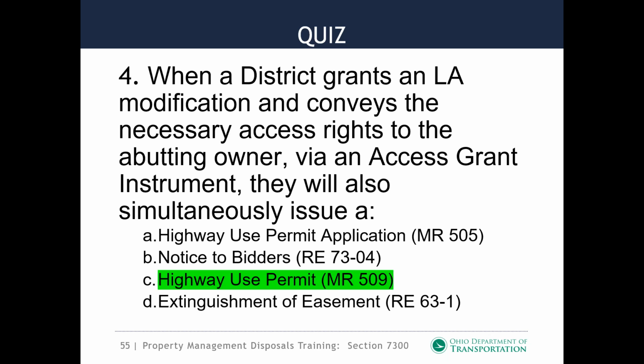So in addition to the access grant instrument, we have to give them the use permit, and the use permit allows them to construct that driveway within our right of way. We're giving them an access right, but ODOT still owns the right of way. We're just giving them a point of access. In order for them to build their driveway, they have to do work within our right of way. So we have to give them that use permit to allow them to do that.